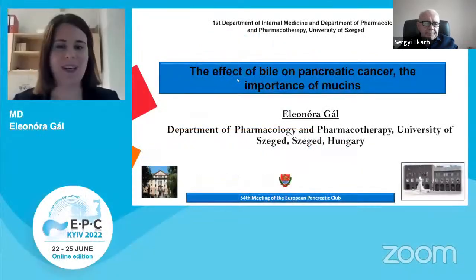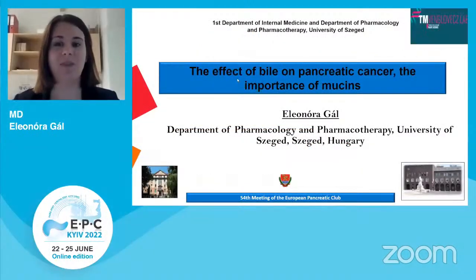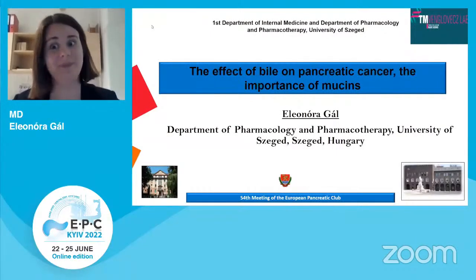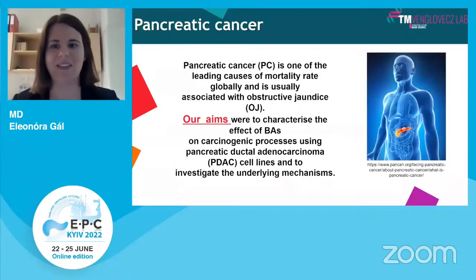My name is Eleonora Gall. Today, I'm going to talk about the effect of bile on pancreatic cancer and the importance of mucins. Pancreatic cancer is one of the leading causes of mortality globally and is usually associated with obstructive jaundice. Our aim was to characterize the effect of bile acid on carcinogenic processes and to investigate the underlying mechanism.